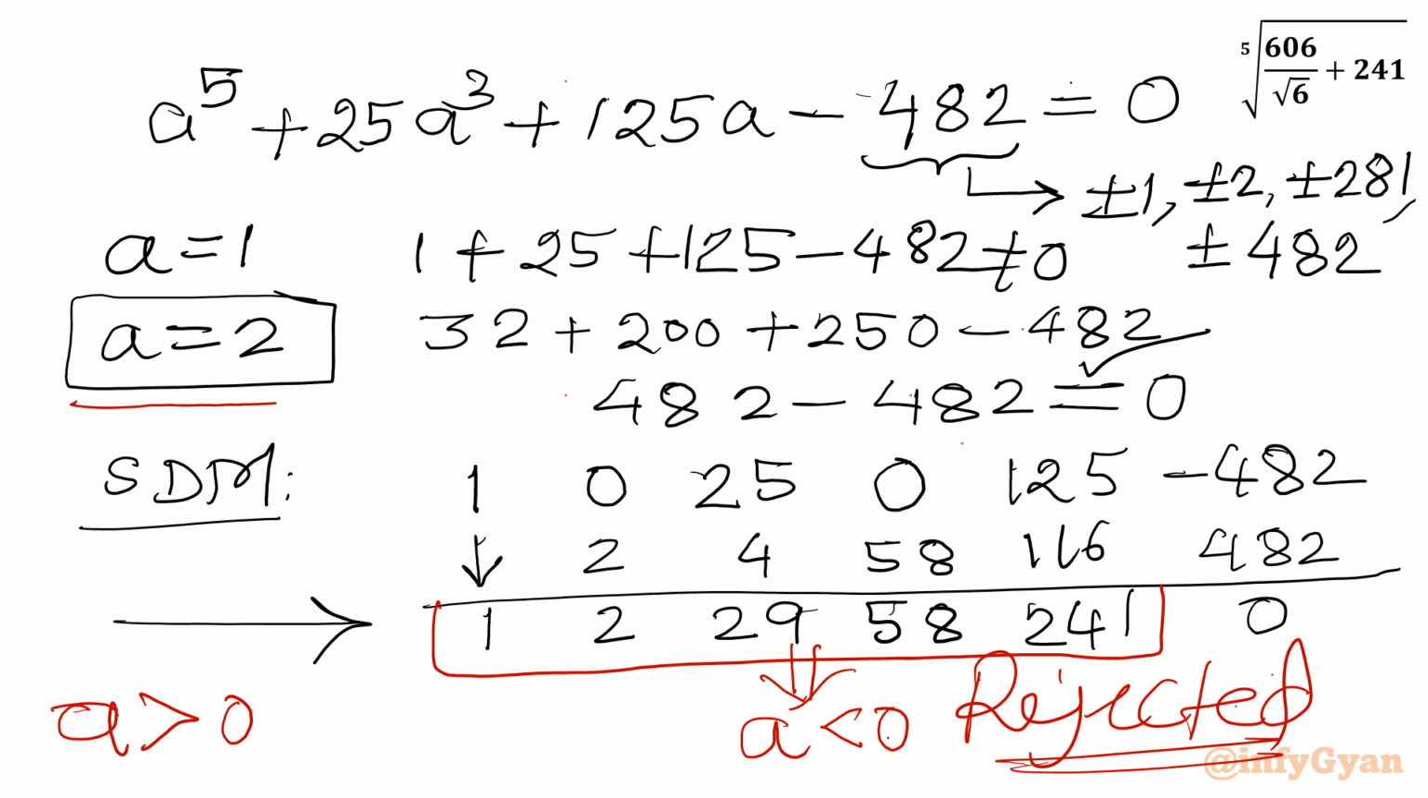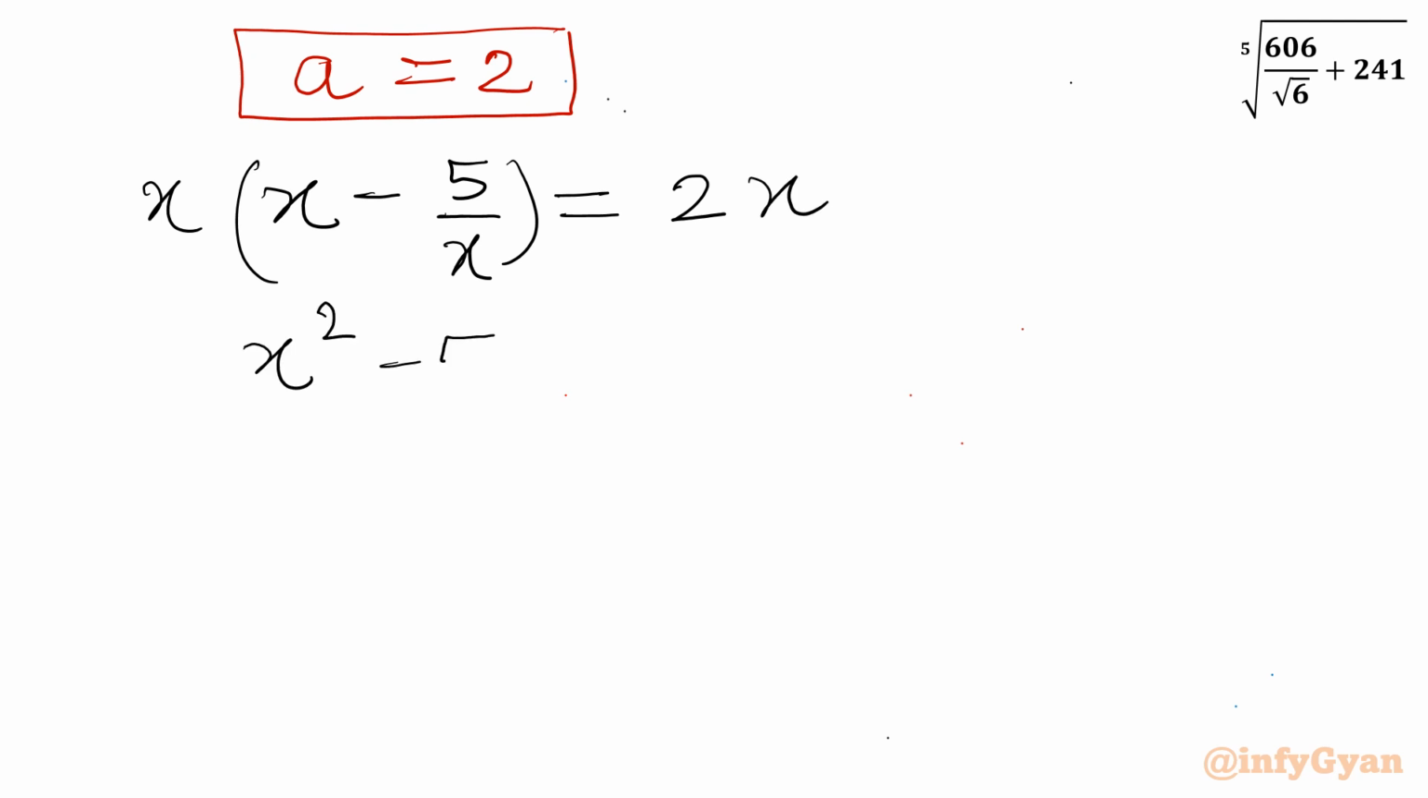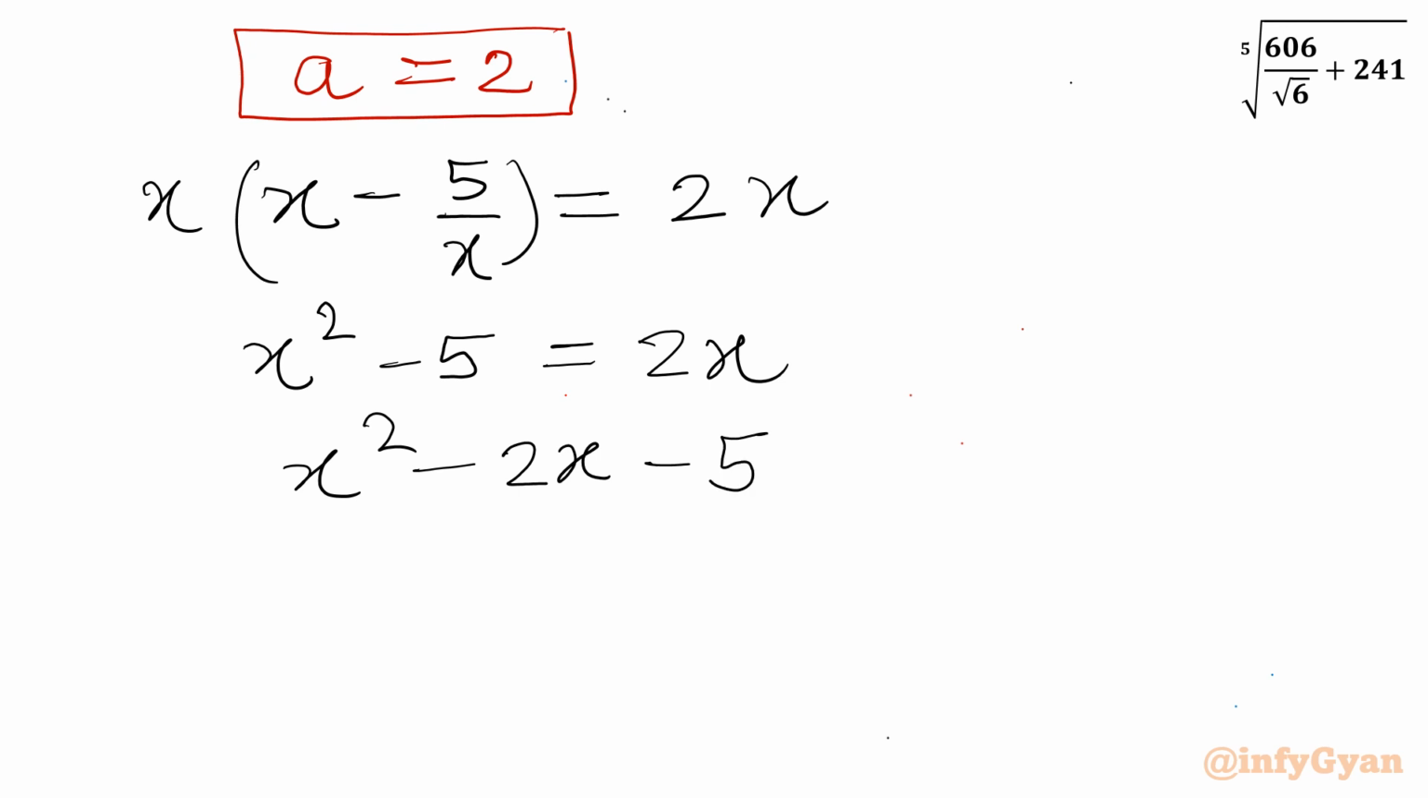So which solution are we going to accept? It is a equal to 2. Let me write a equal to 2. Now a was our substitution. So I can write here x minus 5 over x, this was a equal to 2. Multiply this equation by x. So I will write x square minus 5 equal to 2x, or x square minus 2x minus 5 equal to 0.